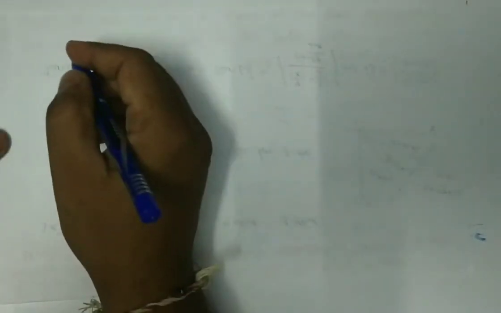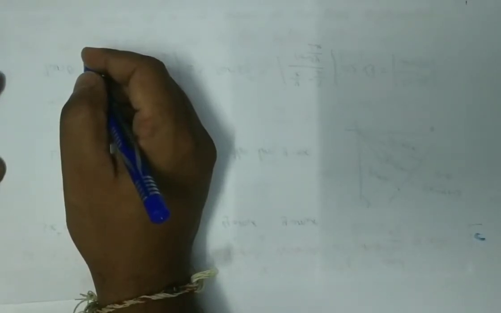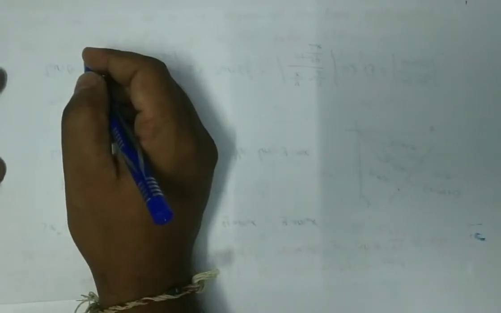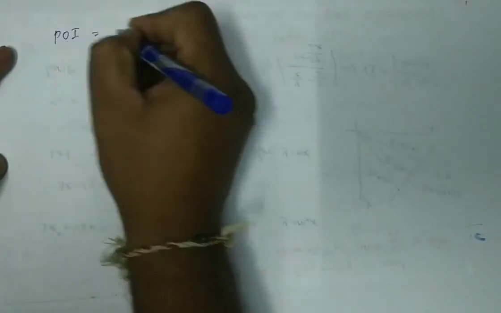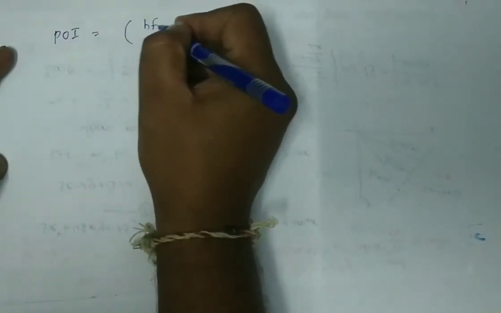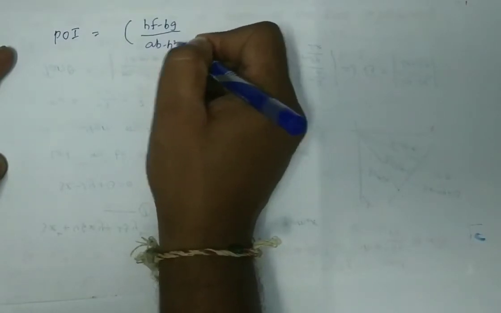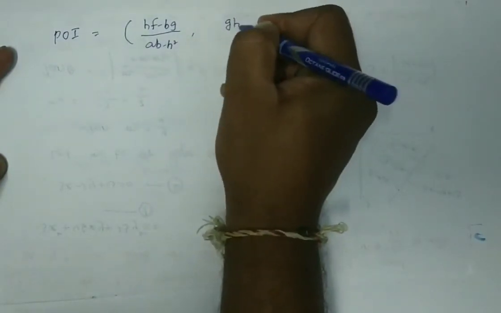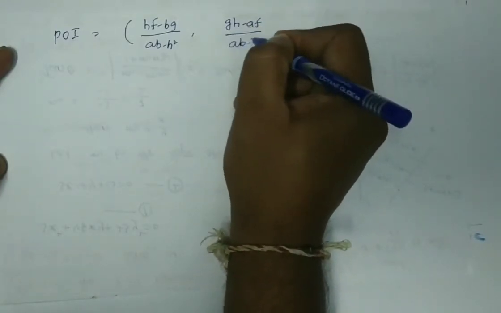Next, we have to find the point of intersection of the lines represented by the equation S = 0. Already we know the formula for finding the point of intersection of the lines represented by the equation S = 0 is given by the point of intersection (HF - BG) by (AB - H square), comma, (GH - AF) divided by (AB - H square).